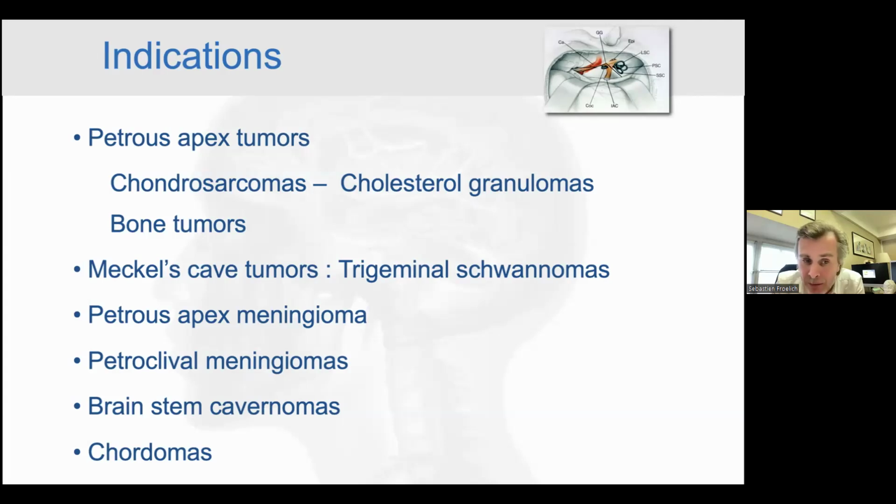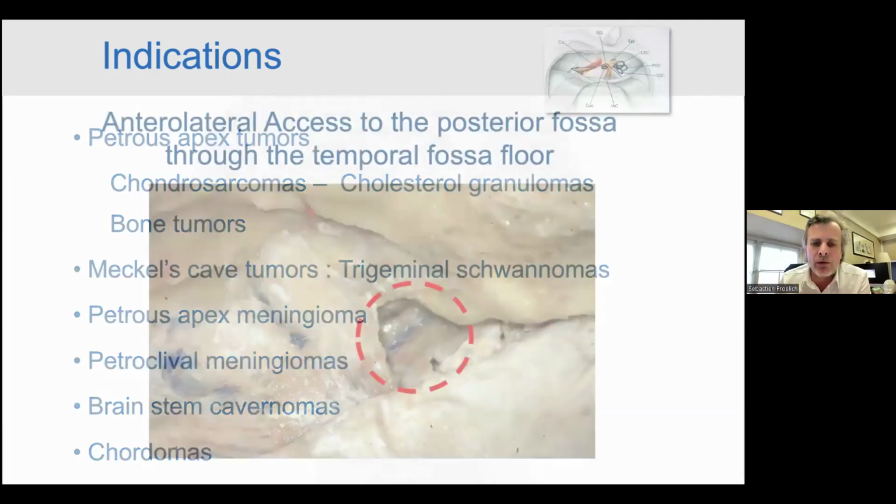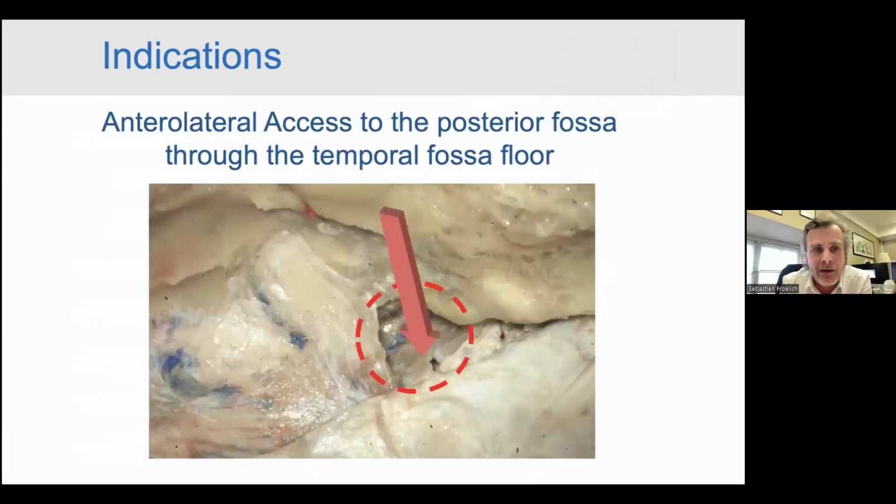I use it for some petrous apex meningioma, mostly for petroclival meningioma, because for petrous apex, I have to say I use most often retrosigmoid. And I use it for brainstem cavernoma, pontine brainstem cavernoma located anteriorly. Yes, I like this approach. And I use it also sometimes for chordoma, but most of my chordoma cases, I do through the nose with an endoscopic endonasal approach for clival chordoma.